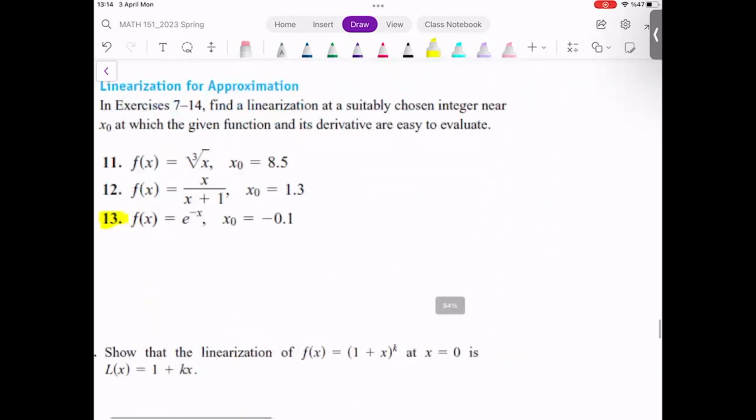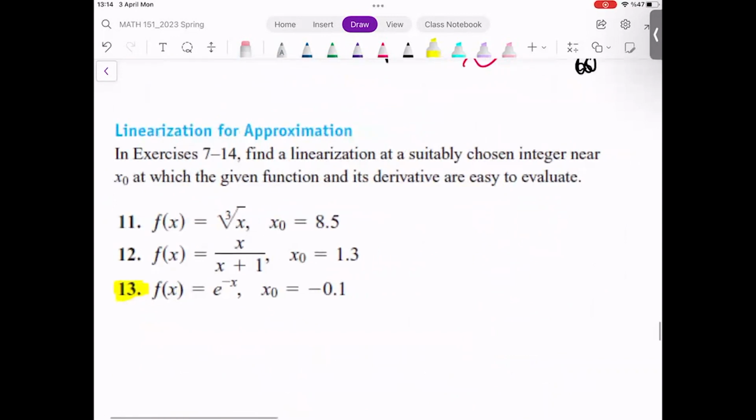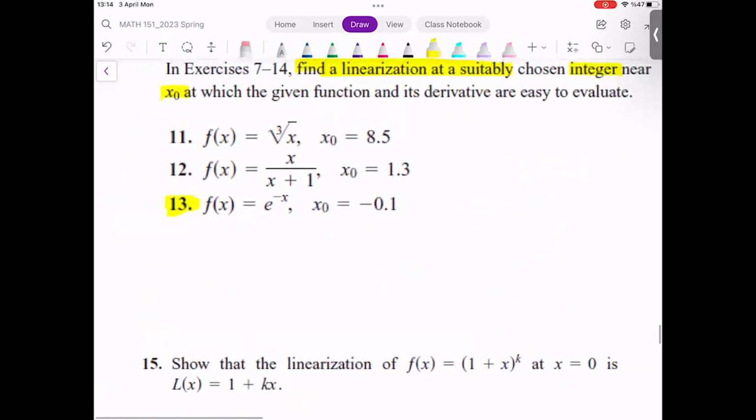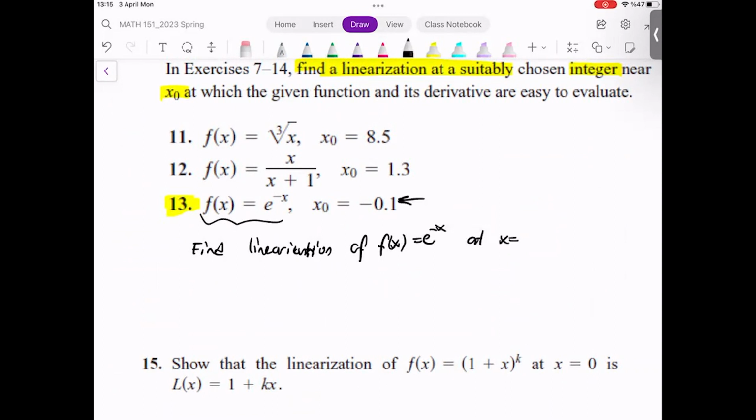Okay, next. In the next group of exercises, we want to find the linearization at a suitably chosen integer near x0. So for exercise 13, we would solve it. Our function is given as e to the power minus x, and we want to find the linearization of f of x equals e to the power minus x at a point, and you need to choose the closest integer to this value. What is that? It is obviously 0, so let's create it.